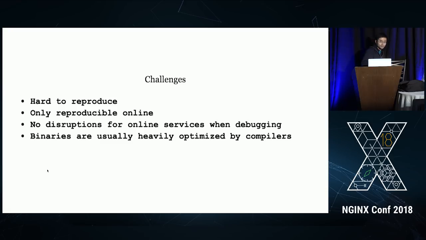And also, it's important to introduce no disruptions for the currently running online services when debugging. So it's not acceptable, for example, to temporarily add traffic routing rules to make certain nodes offline and then do something nasty. That's not acceptable. And it's not acceptable to reboot the machine, or reload or restart your NGINX, or even patch your NGINX. That won't work in the real large-scale setup. And binaries are usually also heavily optimized by, for example, C or Rust or other kinds of language compilers.